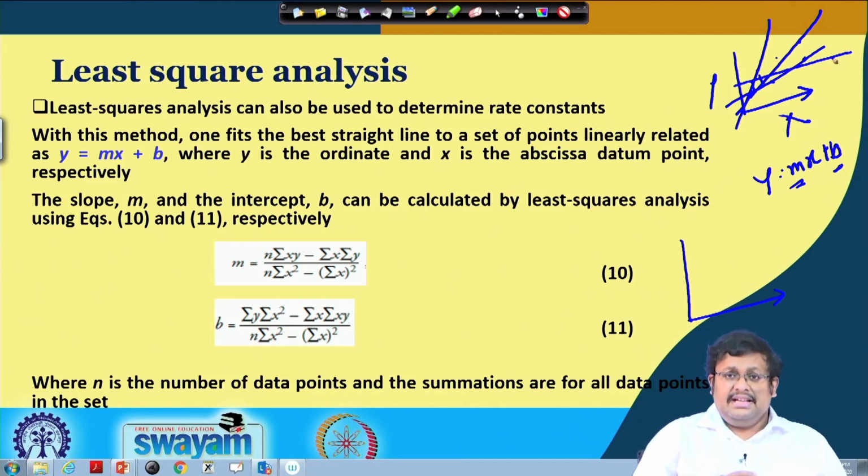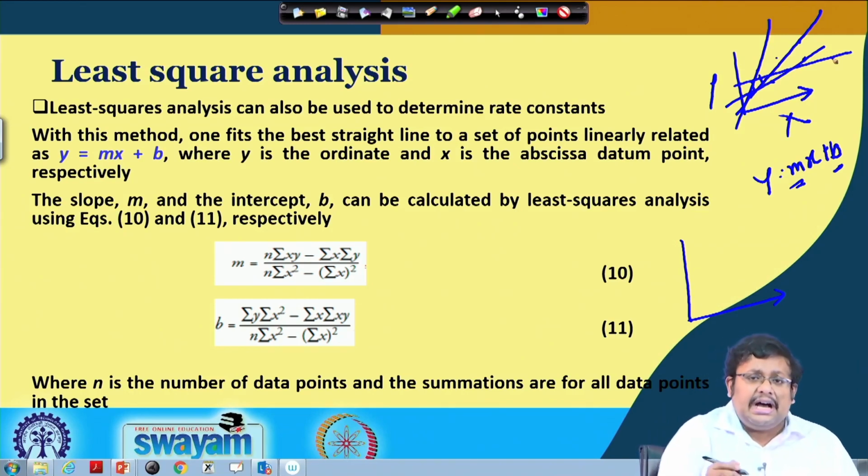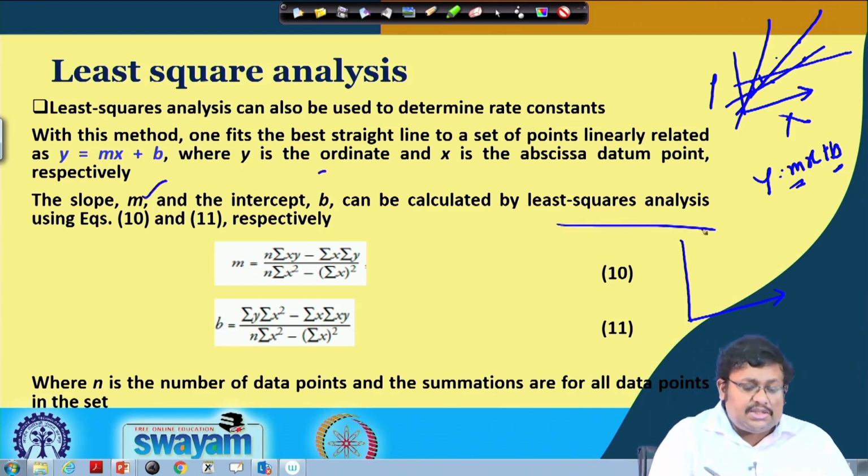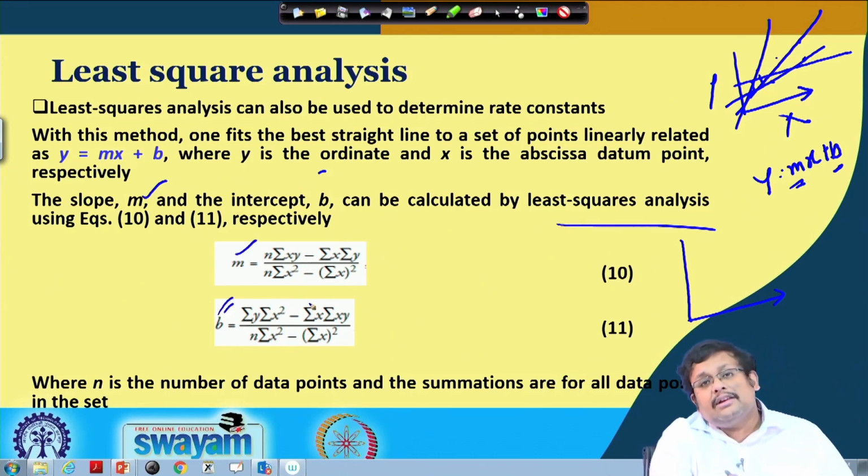One thing is clear: using this least square estimate, you can calculate the slope as well as the intercept b. For example, in case of m, you can calculate by using this formula. In case of b, you can use this formula to calculate the intercept. So, this is the calculation based on the least square analysis, where n is the number of data points and the summations are over all data points in the data set.